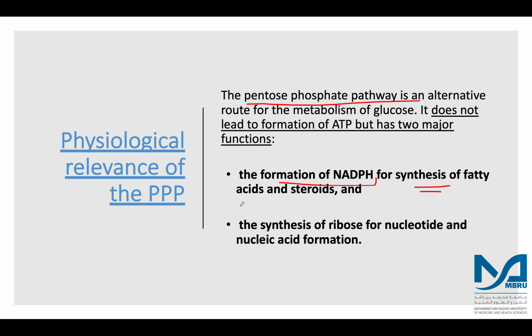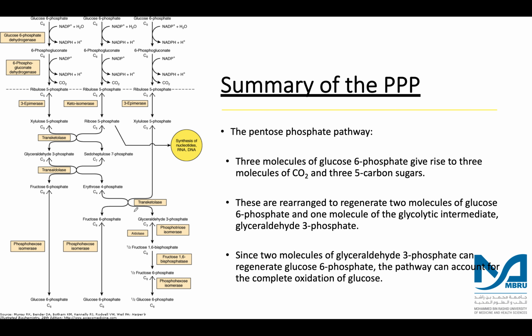The next most important function of this pathway is to generate 5-carbon sugars in the form of ribose 5-phosphate, which is used for nucleotide and nucleic acid synthesis inside our body. So two key intermediates, NADPH and ribose 5-phosphate, are generated from this metabolic pathway. This is not a pathway that is helping the body in the synthesis of ATP. So this is not a metabolic pathway associated with energy generation.